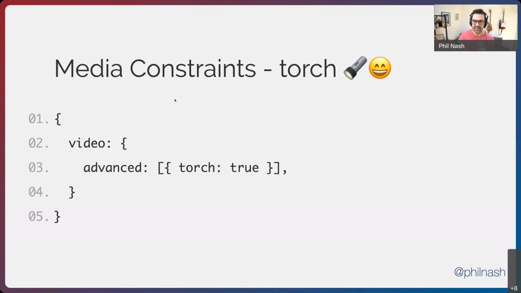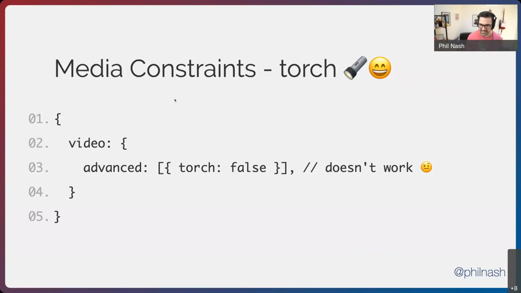So when you're setting media constraints from the advanced section, you pass in a list of objects. And in this case, we pass in torch as true, and we can turn on the torch on a supported device. And so I have an Android device here which supports that. Weird thing is you can't turn it off again. You can't pass a constraint in to say, hey, I no longer want this torch. It just doesn't turn it off. It's weird, but it's what it does.